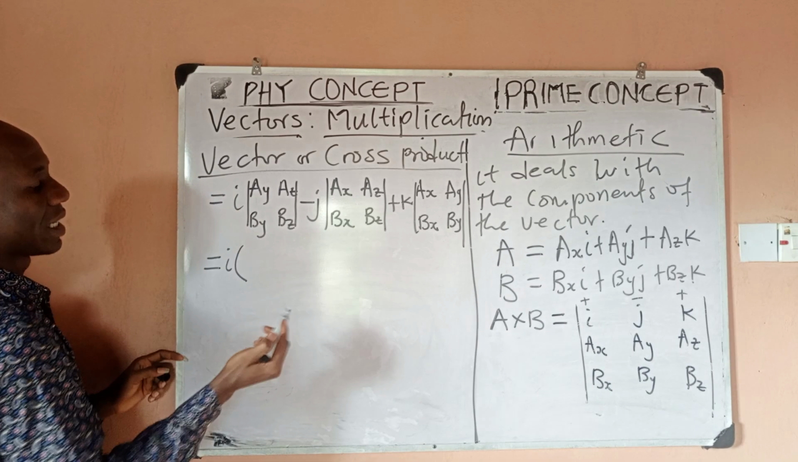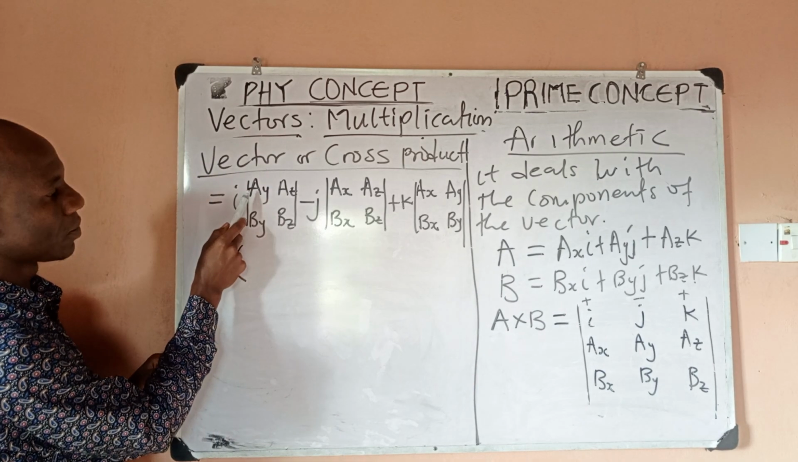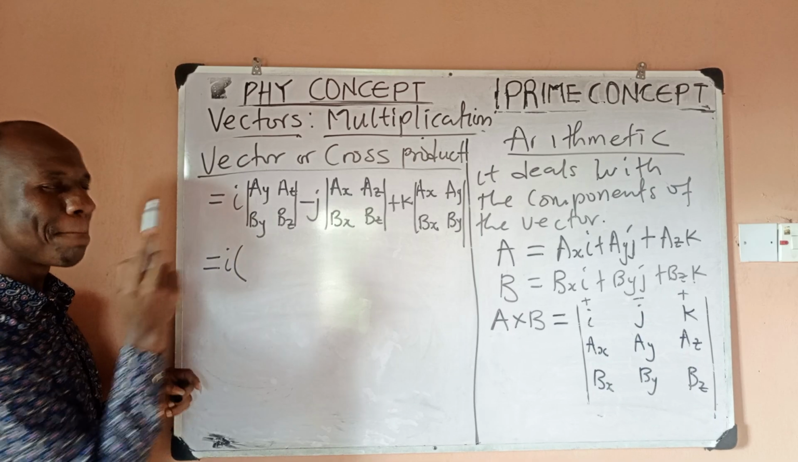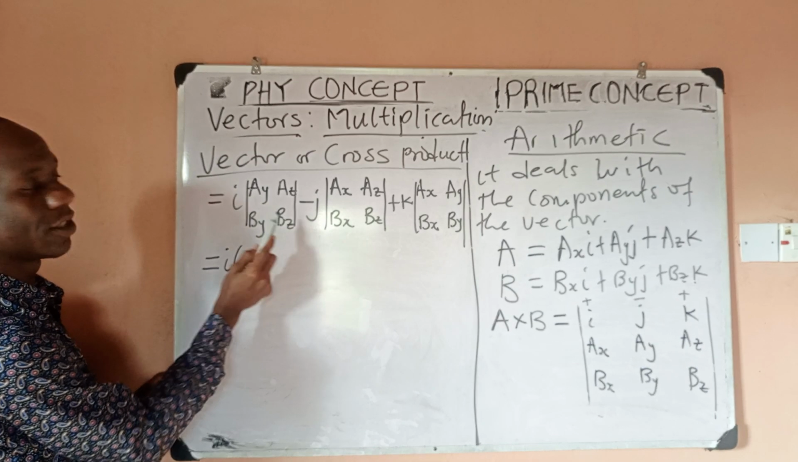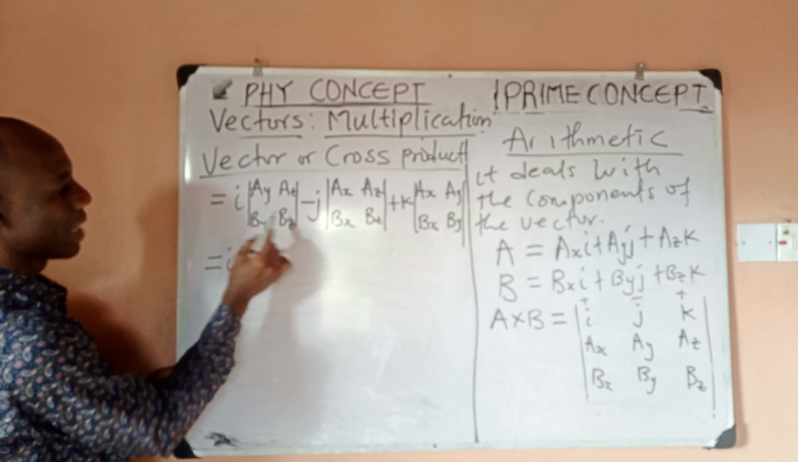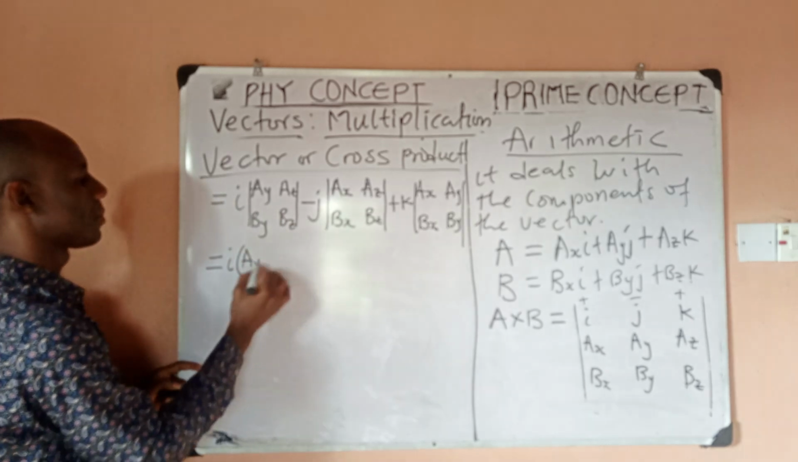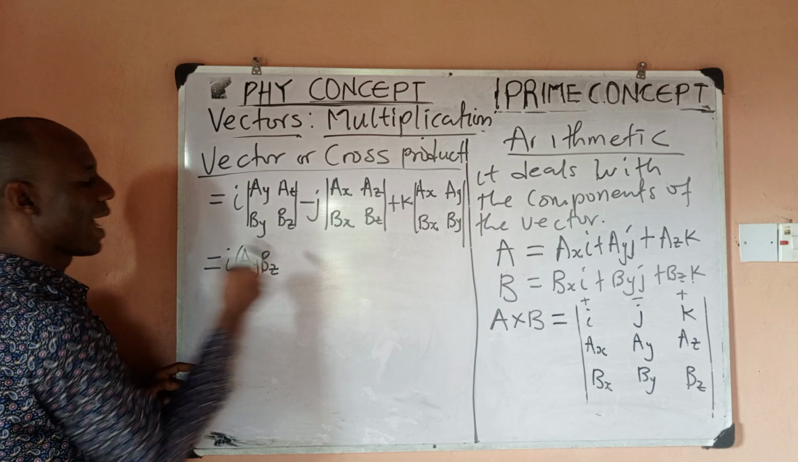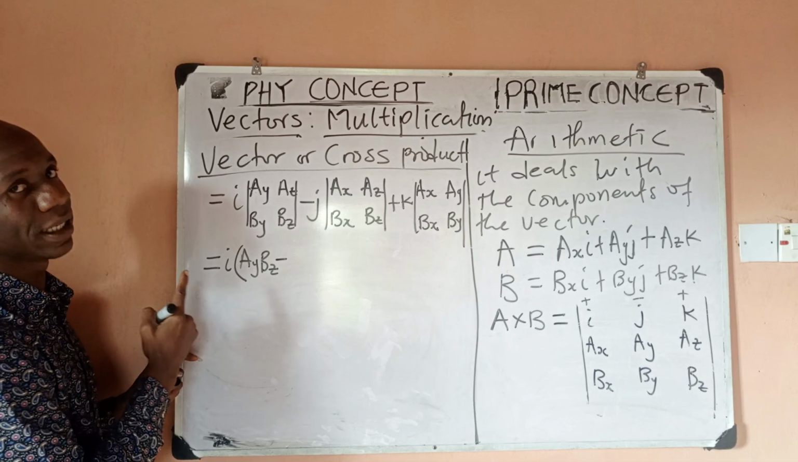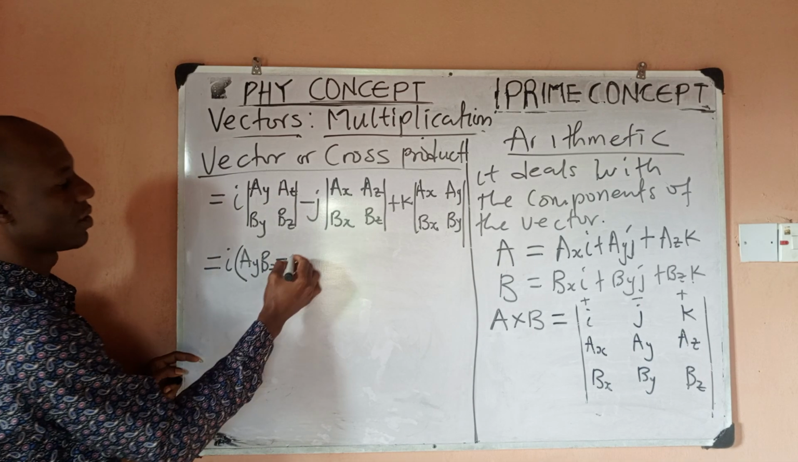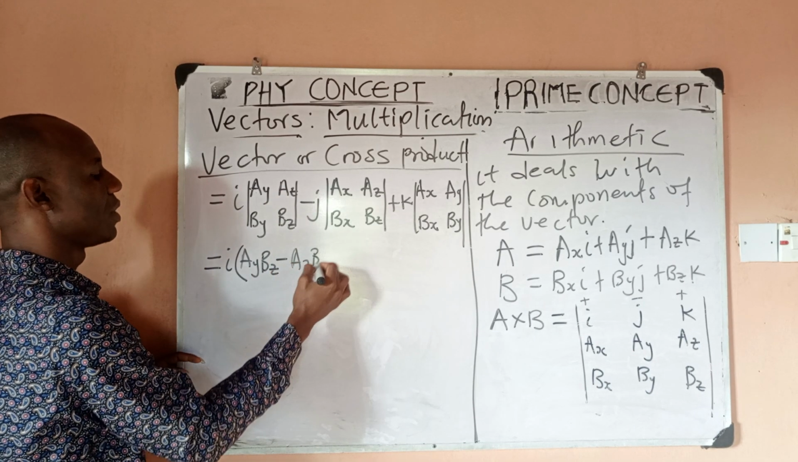Then finally, I have my I outside. Finally, this is how you multiply. This times this minus, immediately you multiply this, you introduce a minus. So this times this is going to be AY, BZ. I would introduce a minus immediately. Then I'll do this. This times this is going to be AZ, BY.